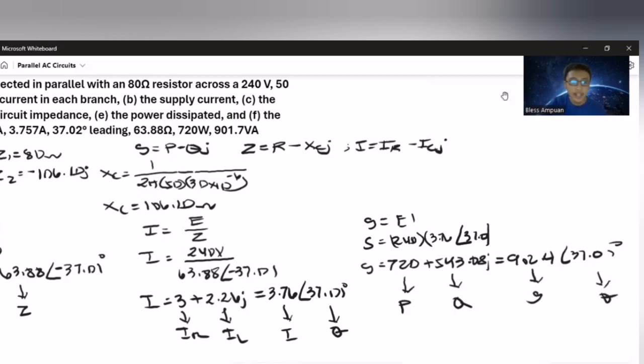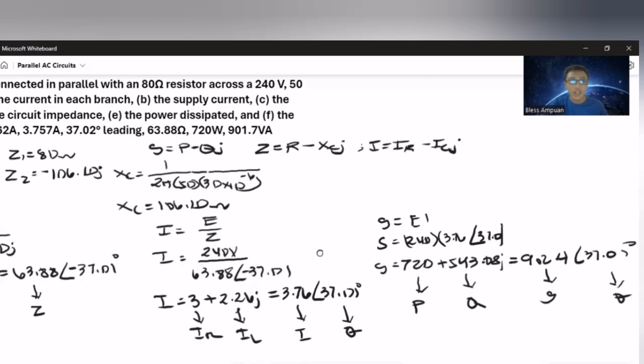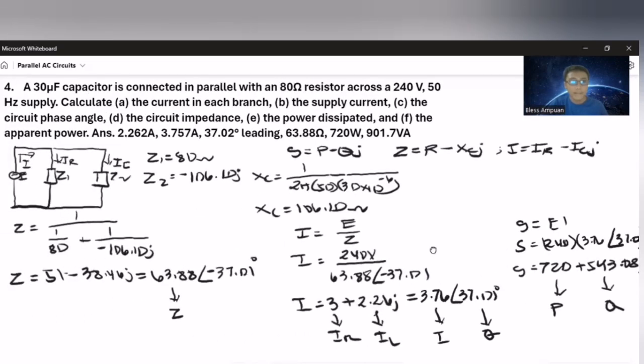So if you observe, there is a small discrepancy between our true power and apparent power. It's because of the number of decimal places that we used. It's because it's only two decimal places. So again, I suggest using at least four decimal places. So this is for our example number 4.